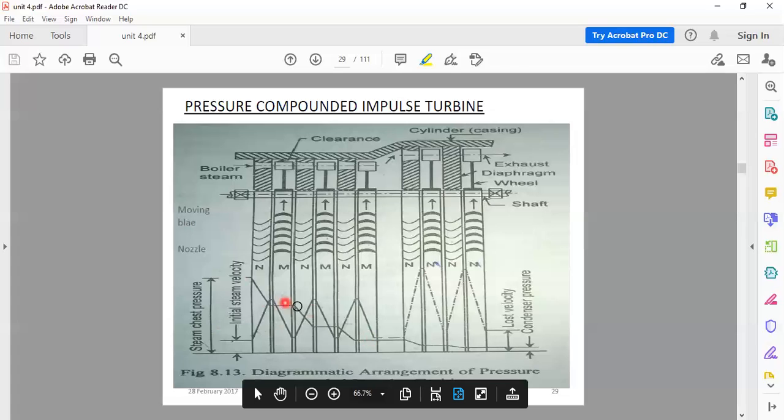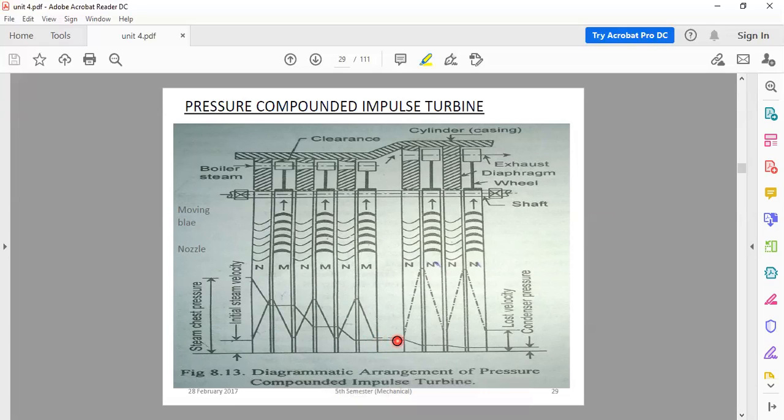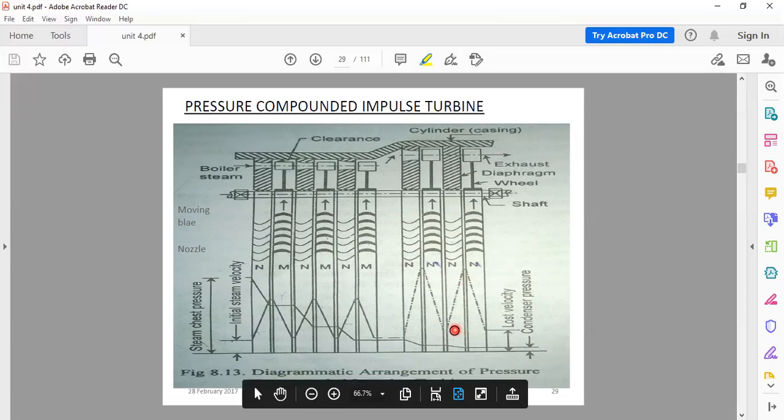In this way, at the last, we have controlled the high pressure and speed of the turbine. There are a number of stages like that. This is one stage, this is the second.